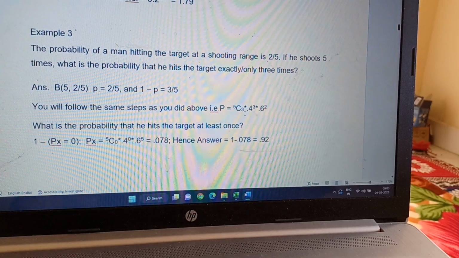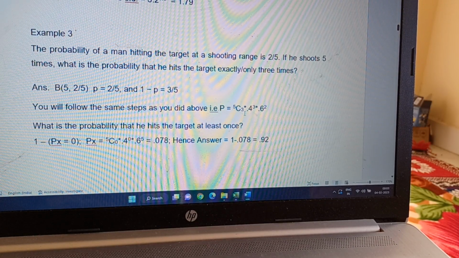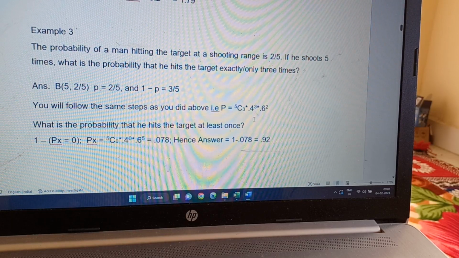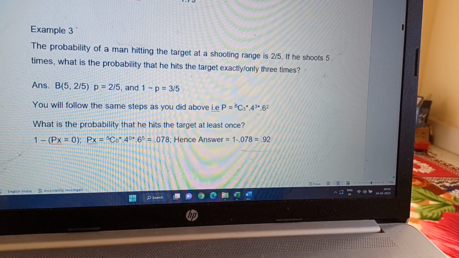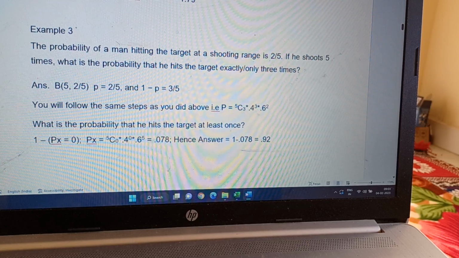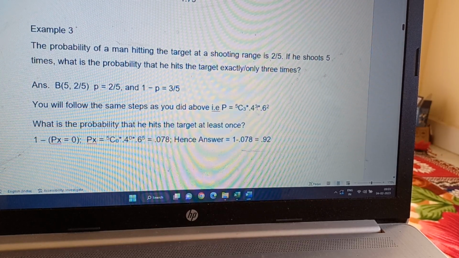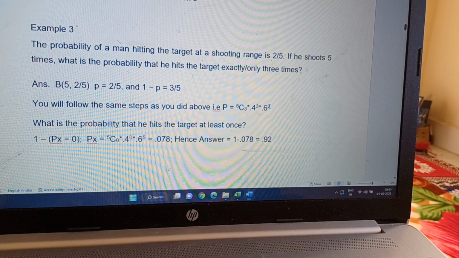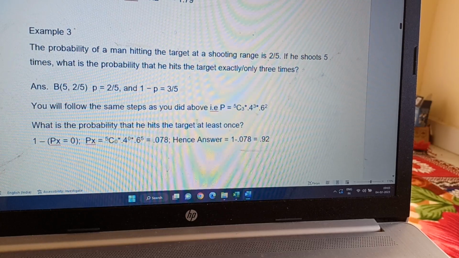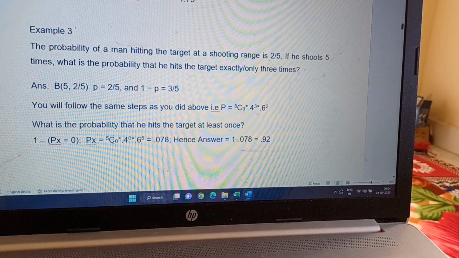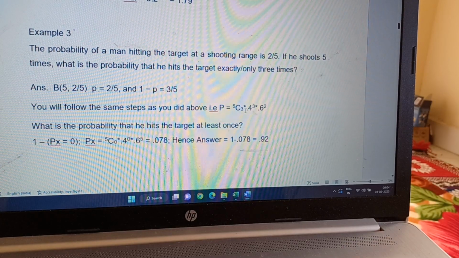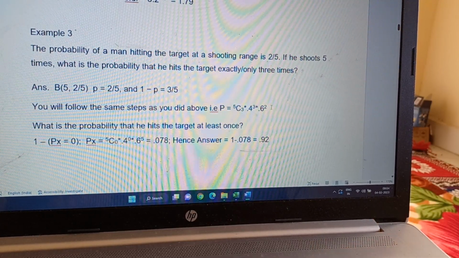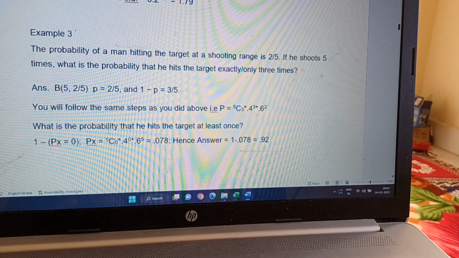5 choose 3 means he can hit either first, second, third, or second, third, fourth, or third, fourth, fifth, or first, third, fifth. There will be combinations. And that combination is 5 choose 3 times 0.4, 2 by 5 is 0.4, to the power exactly 3, which is x, and q is 0.6 to the power n minus x, which is 2. So we calculate that, and I didn't write the value here, but I can write it, but I wrote only the formula to show you. Calculation is easy with a calculator.